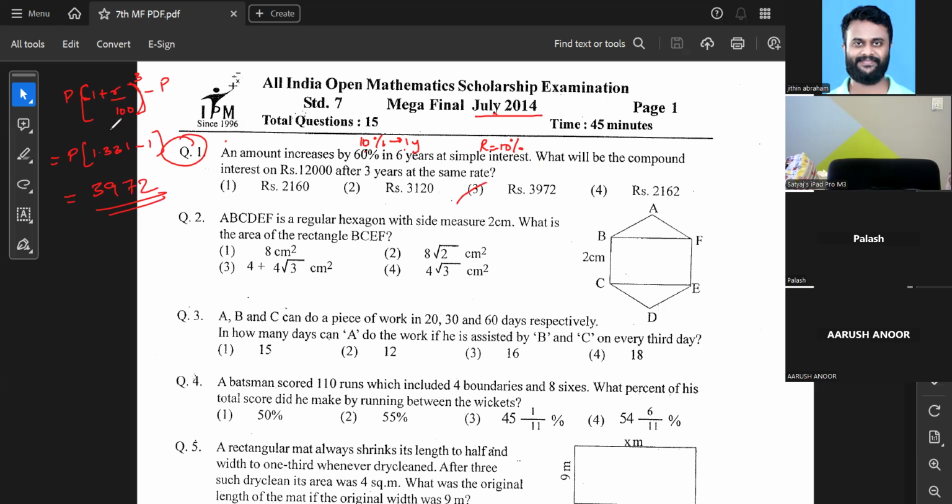So here what I've done basically: this value is 1.331, and I've taken P common outside. So what happened here, I'm left with 1.331 multiplied by P minus P. When P goes outside, 1.331 minus 1, P gone, I'm left with 1. So this minus this is 0.331 multiplied by 12,000, you will get 3972. Hence your answer is 3972.